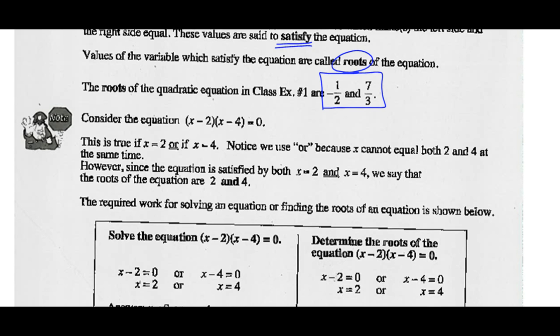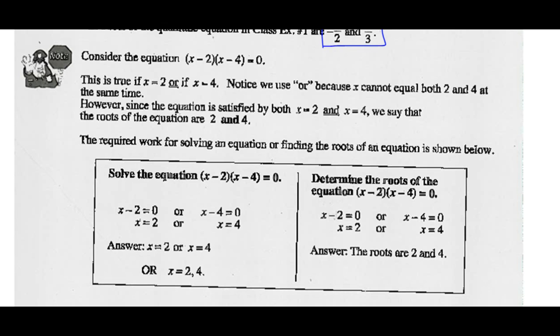Consider this equation, x minus 2 times x minus 4 equals 0. This is true if x equals 2, since 2 minus 2 is 0, or x equals 4, since 4 minus 4 is 0. Notice we use the word or because x cannot equal both 2 and 4 at the same time. However, since the equation is satisfied for both 2 and 4, we say that the roots of the equation are 2 and 4.